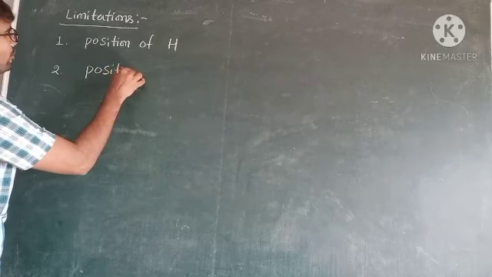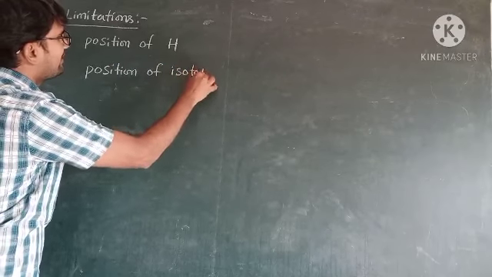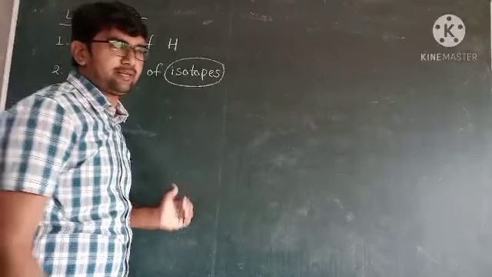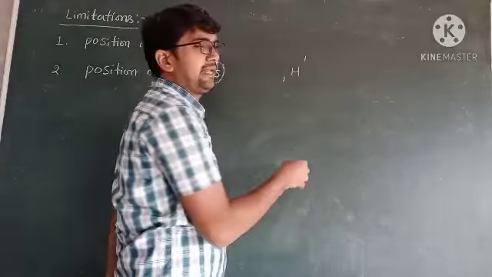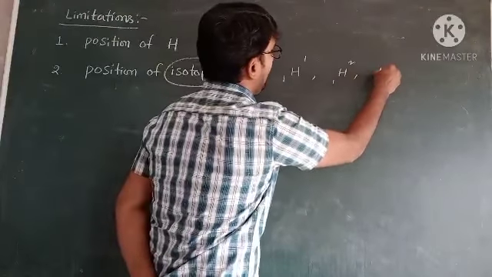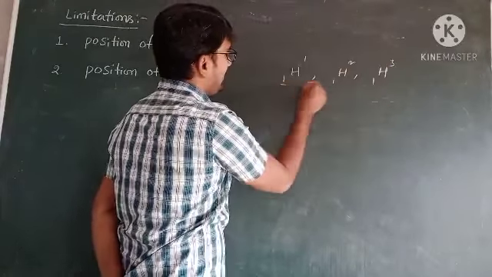And second one, position of isotopes. It is very interesting, because we know what isotopes are. Isotopes means same atomic number but different mass number. We know the isotopes of hydrogen. Hydrogen contains 3 isotopes: H-1, H-2, and H-3. So here atomic numbers are the same, but mass numbers are different.